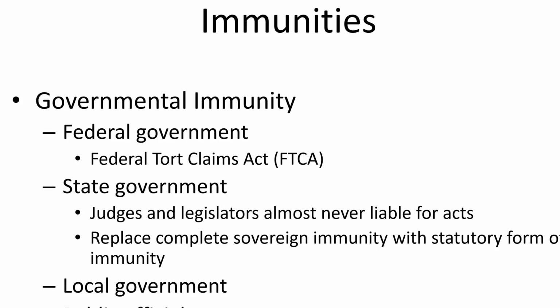So under the FTCA, or the Federal Tort Claims Act, money damages can be recovered against the United States for injury or loss of property, or personal injury or death caused by the negligent or wrongful act or omission of any employee of the government while acting within the scope of his or her employment, under circumstances where the United States, if a private person, would be liable to the claimant.